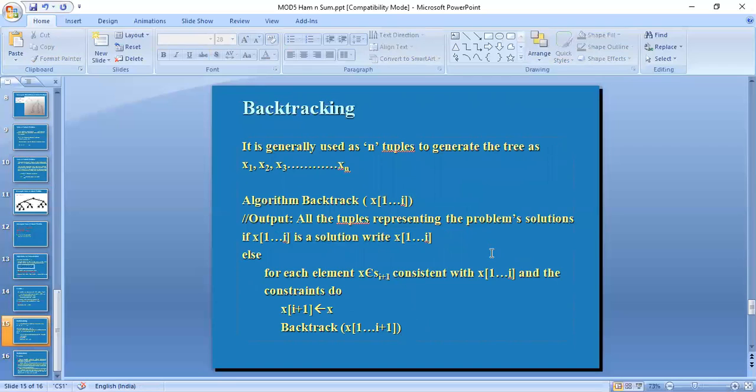Now, generally when you say backtracking, we will be using various tuples. There will be n tuples to generate the tree, and this algorithm finds a solution and obtains it if it satisfies the constraints. For each and every element belonging to the subset, we have to see whether the constraint is satisfied. If the constraint is satisfied, we are including it. Otherwise, we are backtracking, calling the same recursive algorithm for the next item.